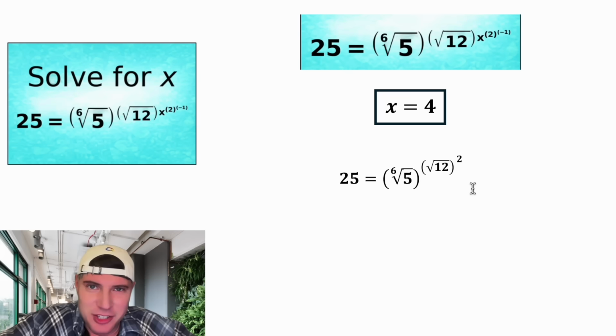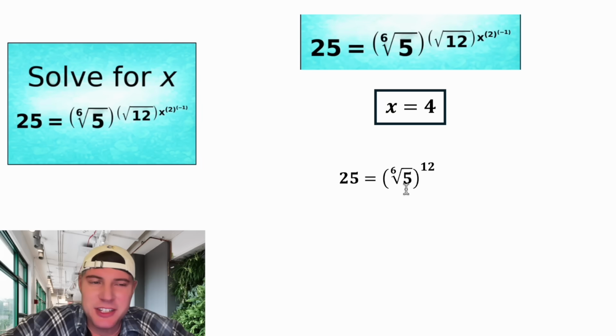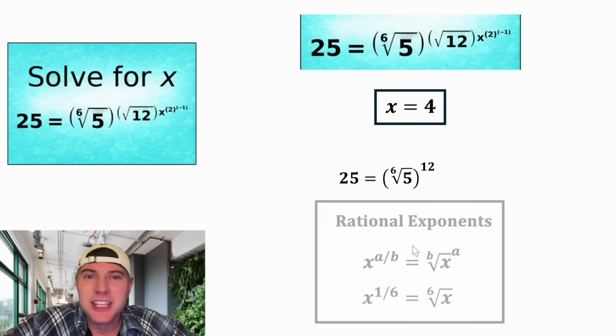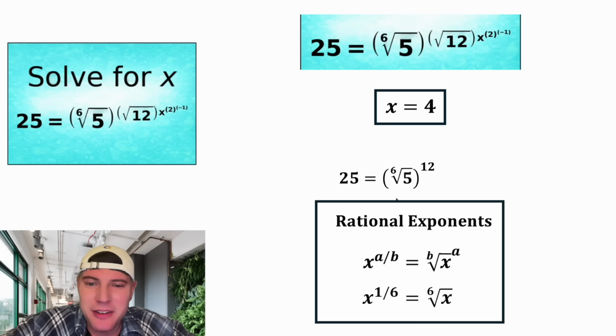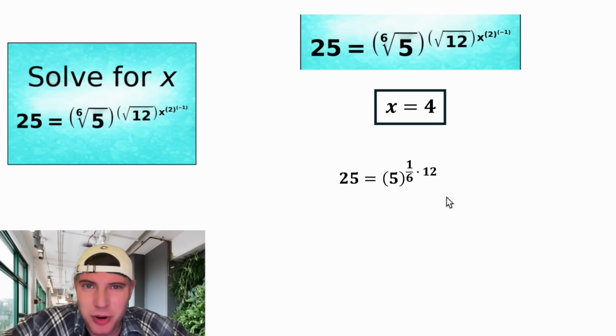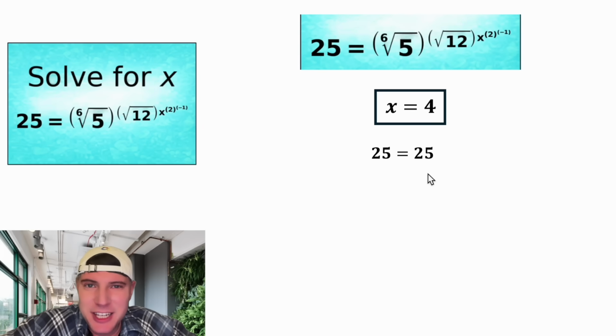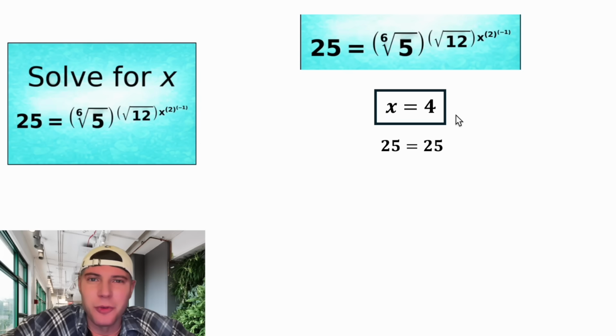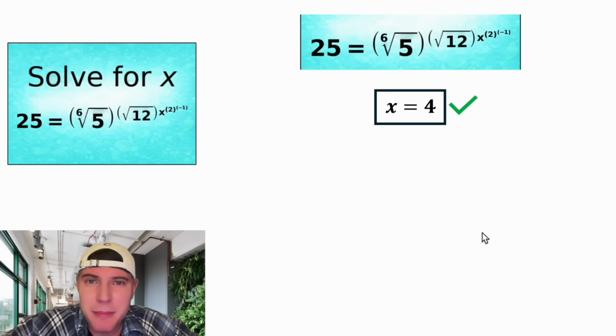So now we're going to focus on the square root of 12 squared. This square root and this square are going to cancel each other out, leaving us with 12. So now we're going to do the 6th root of 5 to the power of 12. Using these notes, we can rewrite the 6th root of 5 as 5 to the 1/6 power. And then using these notes, we can multiply this 1/6 times the 12, and 1/6 times 12 is equal to 2. So on the right-hand side, we have 5 squared, and 5 squared is equal to 25. Since 25 is equal to 25, the solution x equals 4 checks out. For this given internet mathematical challenge, the answer is x equals 4.